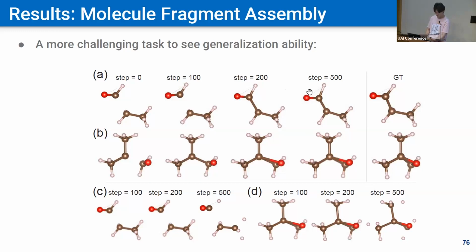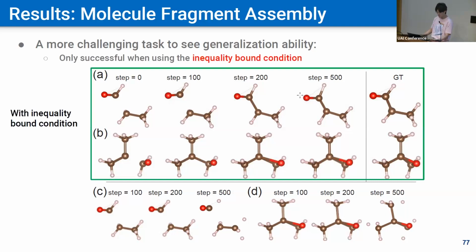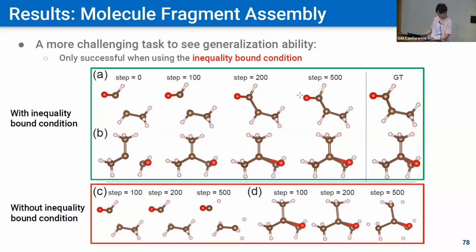From A to B, we can see our model recovering the original structure. One remarkable thing here is that the recovery was only done with including the inequality bound condition. As shown in the figures to the right side, our model fails to recover the original structure without it. Therefore, we concluded that this plays a key role in generalizability beyond the stable states.